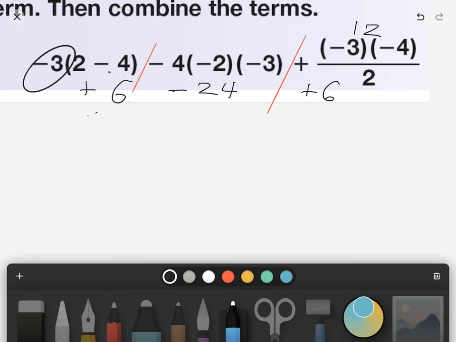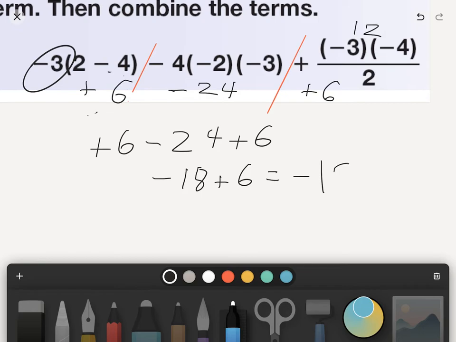Okay, then going across from here. So now we can say we've got positive 6 minus 24 plus 6. We really wouldn't even need this here, right? So then a combined value of positive 6 and negative 24 would get us negative 18, combined with a value of positive 6 would get us a value of negative 12.